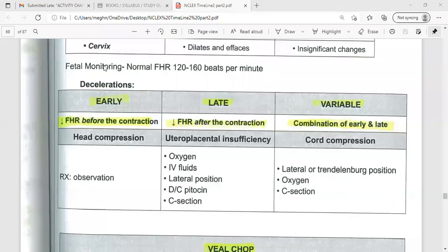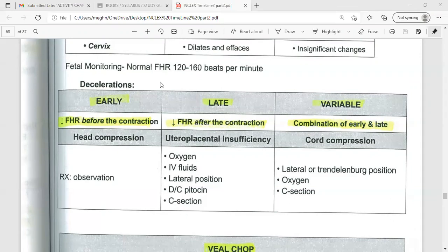So as I told you, normal heart rate is 120 to 160 beats per minute. If fetal heart rate is less than 120, it is deceleration. If heart rate is more than 160, it is acceleration. But our target is supposed to be the heart rate between 120 and 160.